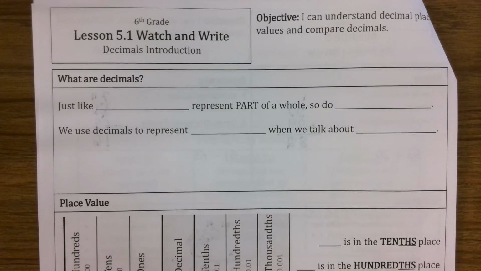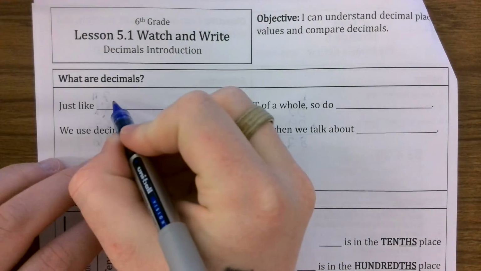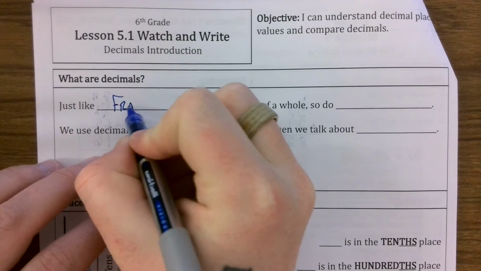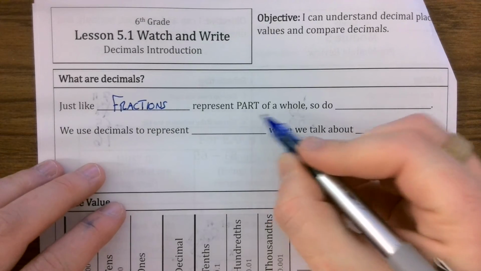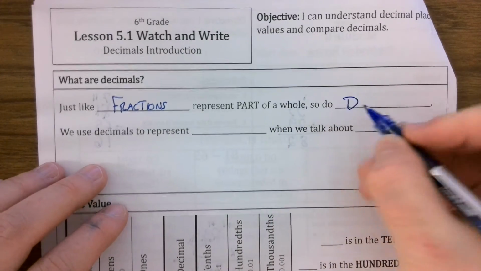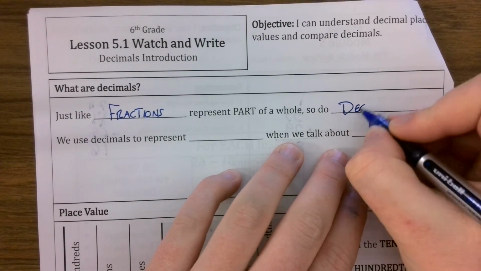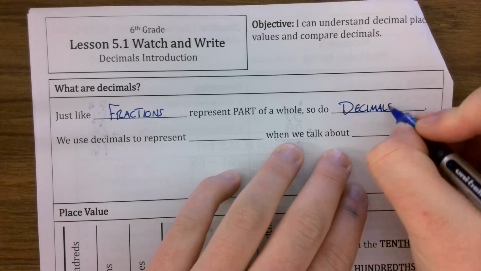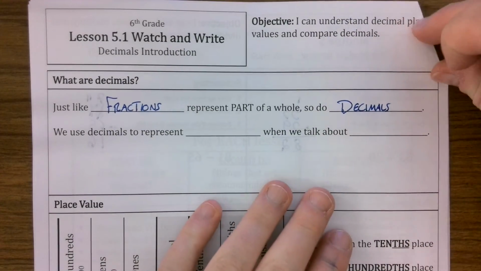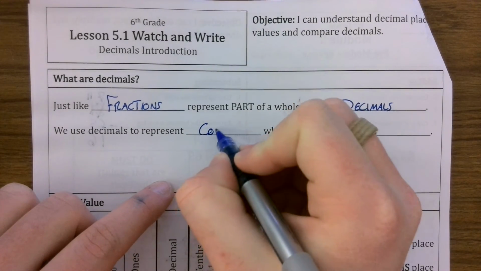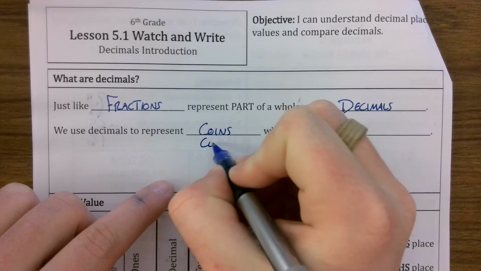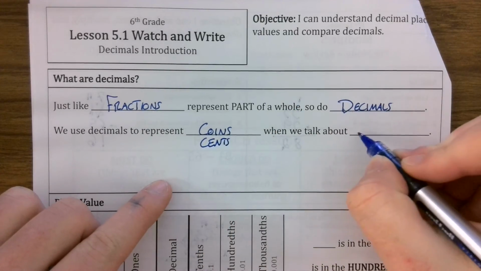So what are decimals? Just like fractions represent part of a whole, so do decimals. We use decimals to represent coins or cents when we talk about money.